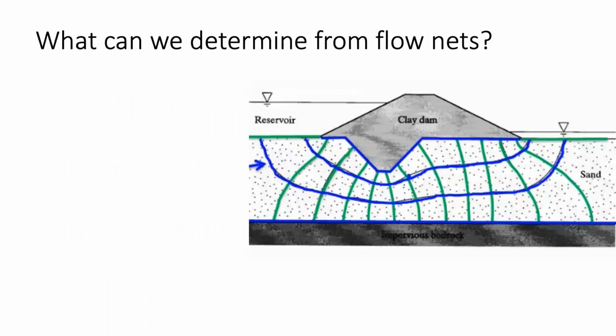So let's take a look at these flow nets. We're given this example of thinking about a reservoir in a system. And this reservoir has a dam, and you can see the geometry of the dam. And then you can see that we have this isotropic, homogeneous sand material below. And you are asked to solve for the flow lines and the pathways and the discharge that might be taking place in this system.